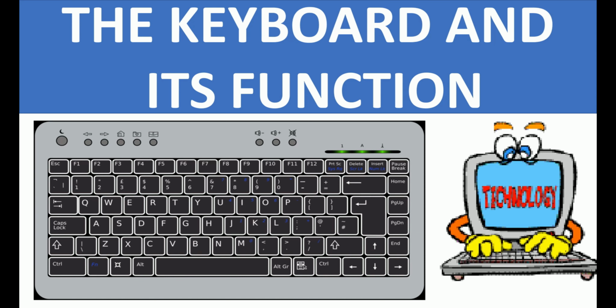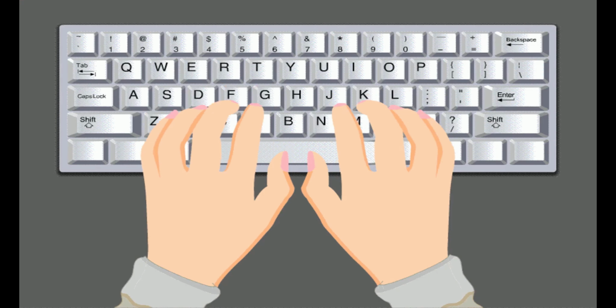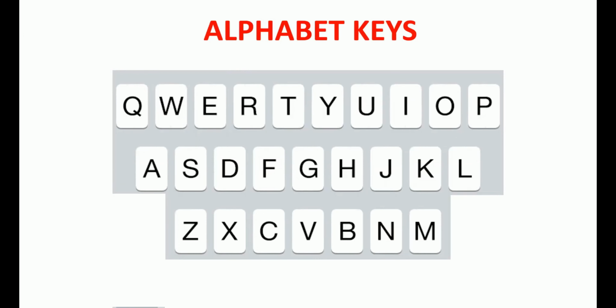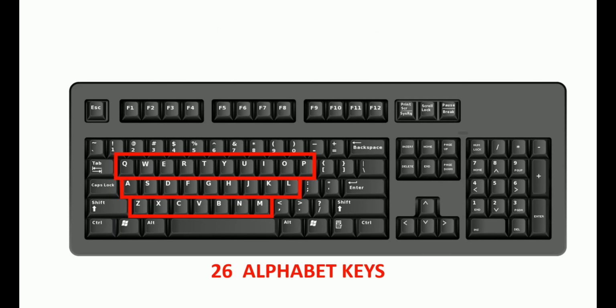The keyboard and its function. A keyboard is used to enter information on the computer. It is an important part of the computer. It has many keys. Alphabet keys. Alphabet keys have letters A to Z. There are 26 alphabet keys. Using alphabet keys, we can type many words.